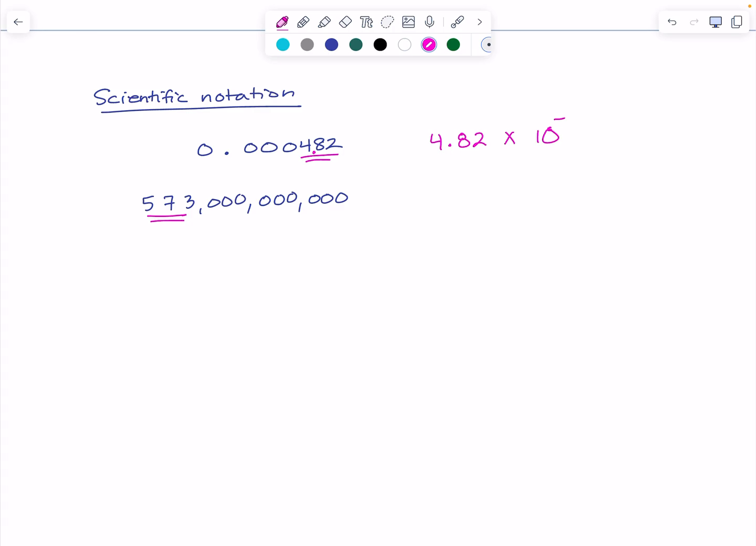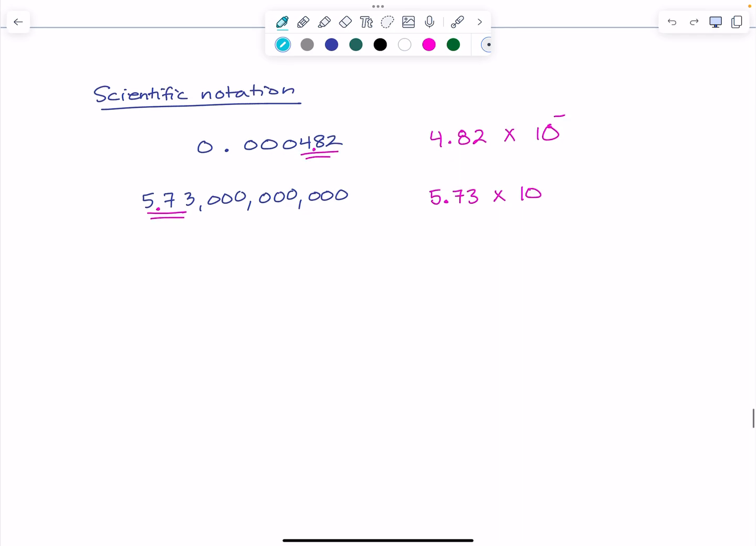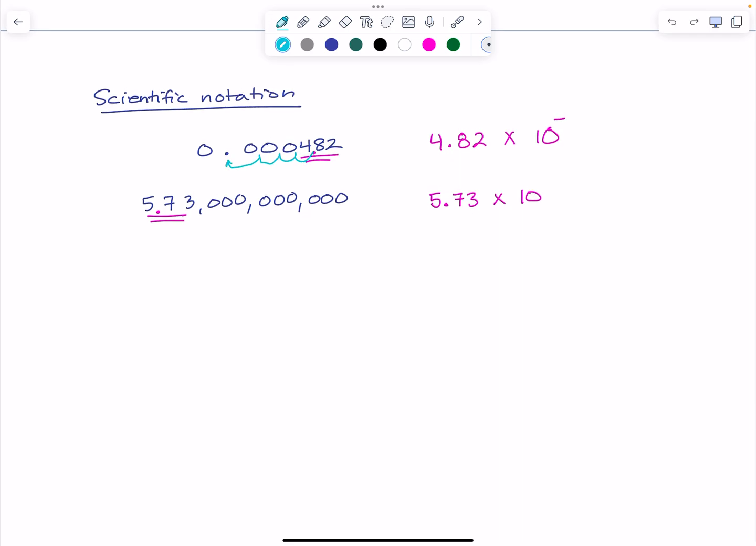So here's the number that I would write, 5.73 times 10 to the, and it's going to be a positive number. How we figure out what that number is is just counting how many positions we need to move that decimal point over. So in this case, we'd have to move it 1, 2, 3, 4. Okay, so it would be 10 to the minus 4 is going to be the exponent for that, writing that in scientific notation.